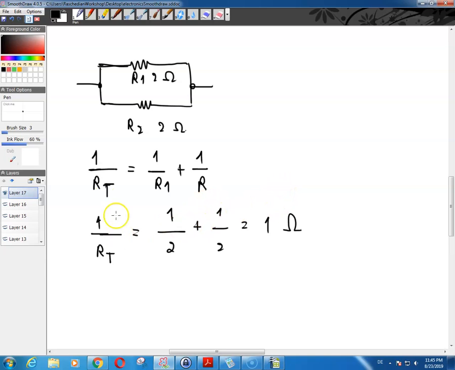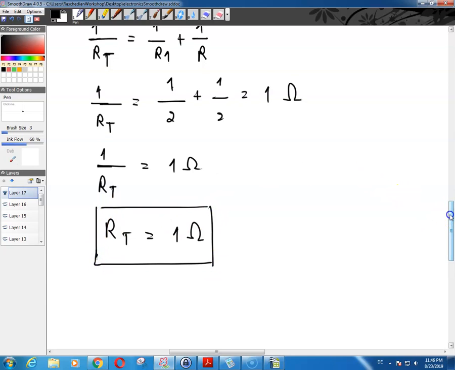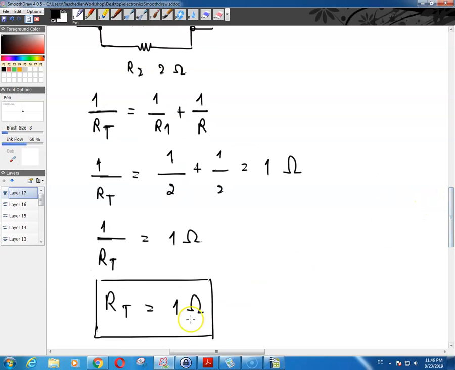Now of course this is 1 over R of T. This is 1 over R of T is equal to 1 ohm. So if you take the reciprocal of this, the reciprocal of this would be R of T, and the reciprocal of 1 is 1, so R of T is equal to 1 ohm. So as you can see, when you have two 2 ohm resistors connected in parallel, the equivalent resistance is going to be 1 ohm.